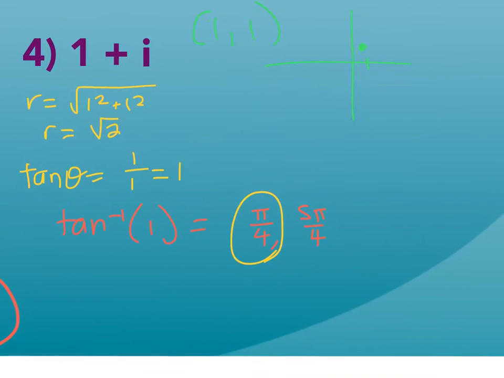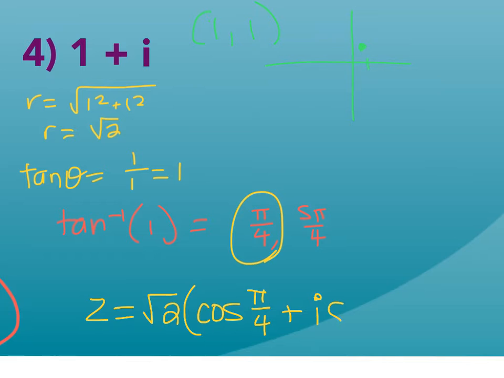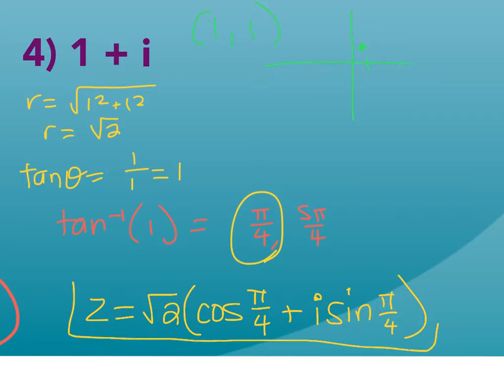So z equals r, which is root 2, times the cosine at pi over 4, plus I times the sine at pi over 4. And then again, this is the last kind of question, so you'll know if you have the time to check it, but those are easy to check.